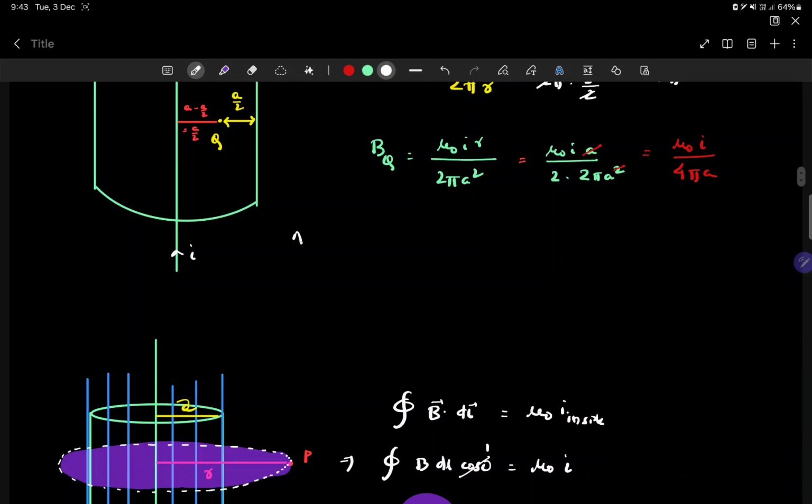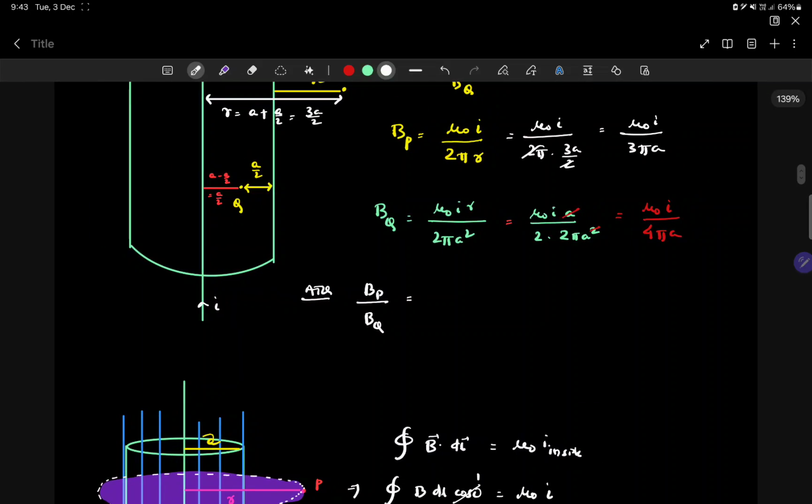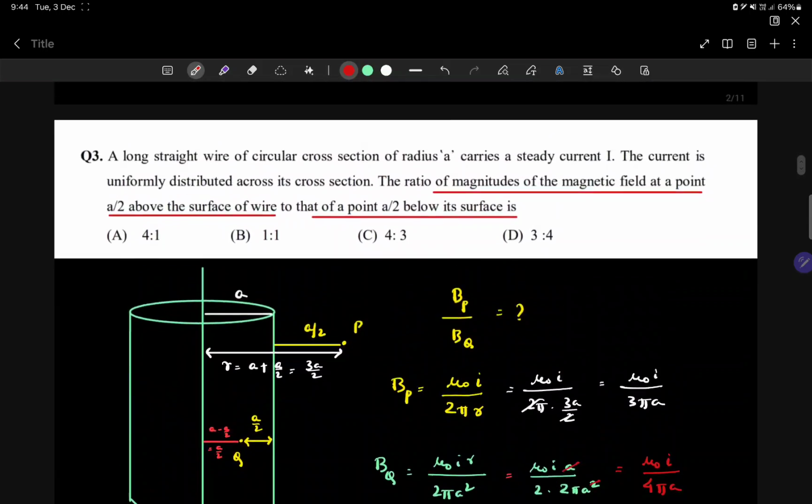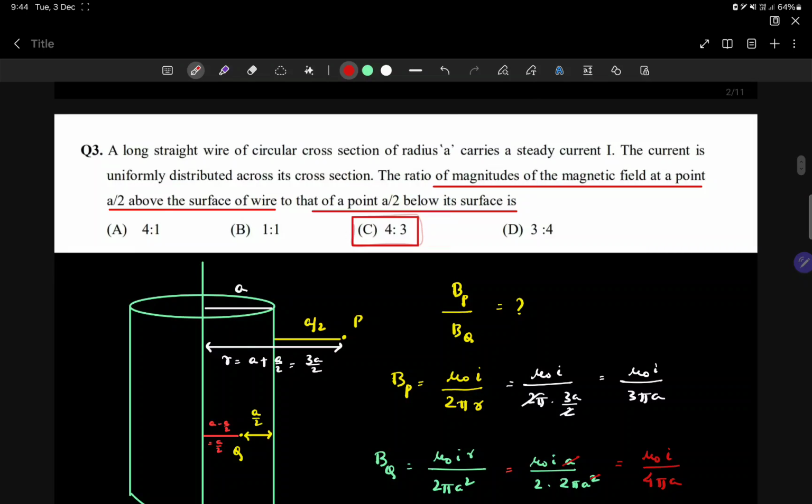So according to the question, B at P divided by B at Q. So it will be mu naught I by 3 pi a divided by mu naught I by 4 pi a. Solving, we get our answer is 4 by 3. This is the answer. So option C is our correct answer.